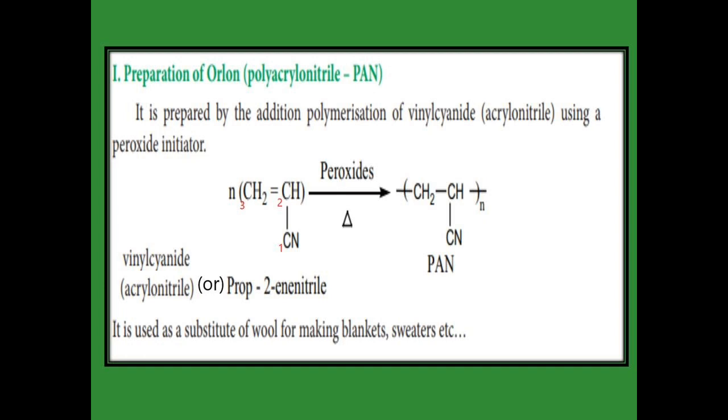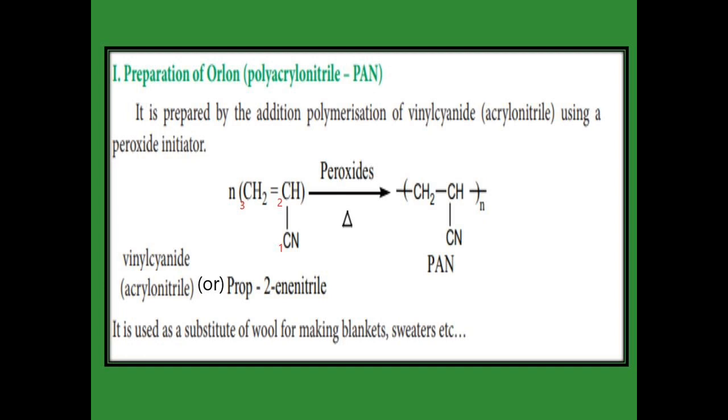Orlon, another name for Orlon is polyacrylonitrile. Simply it is called PAN. The PAN is prepared from vinyl cyanide. A common name for it is acrylonitrile. Now the IUPAC name for vinyl cyanide is prop-2-ene nitrile.